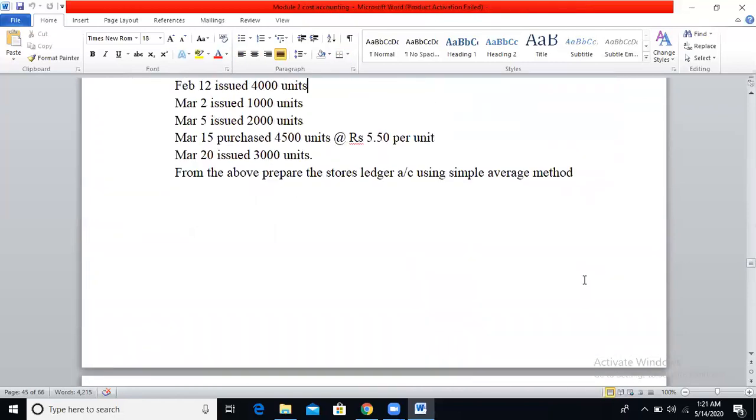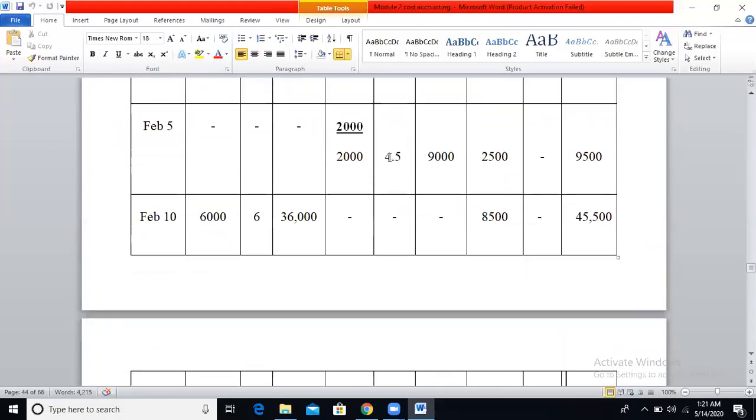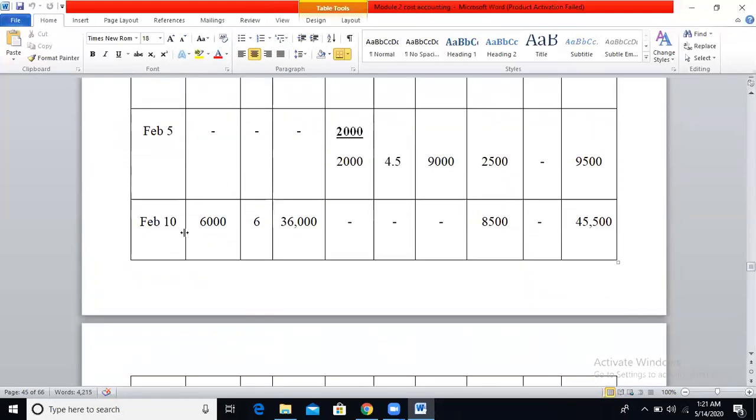The next transaction is February 10th, we are purchasing 6,000 units at the rate of 6 per unit. So 6,000 into 6, you will get 36,000. Now see the balance. If you make any receipts for the quantity, you have to add the quantity. So 2,500 plus 6,000, you will get 8,500, and 9,500 plus 36,000, you will get 45,500.